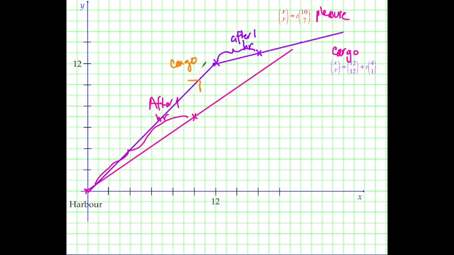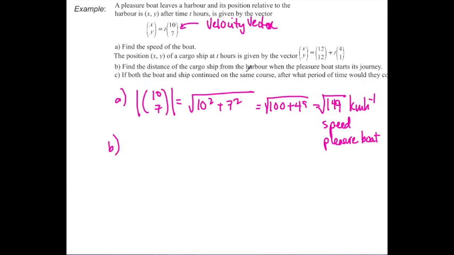And that position is at (12, 12). So from (0, 0) to (12, 12), there's our position vector. We want our distance from the harbor. So then we just find the magnitude of that position vector. Remember, the distance is always positive.